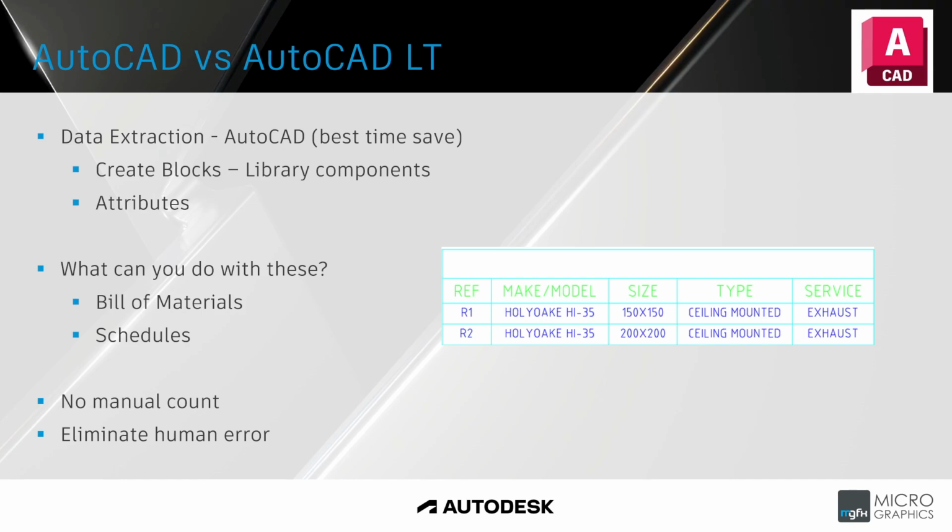a table, as you can see over here, on your AutoCAD drawing, or you can export it out as an Excel spreadsheet, text document, CSV, or I think an MDB database as well. So you are able to take that out, and the wonderful thing about this is that you're not manually counting things.